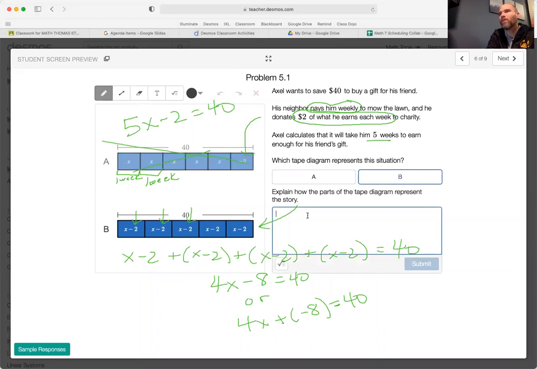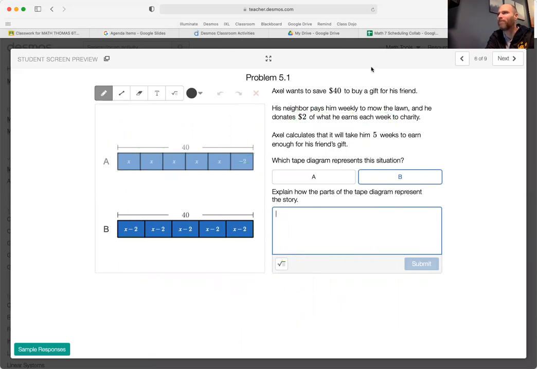As far as how does this match the parts of the story? I think I've already said that. So if you were listening and paying attention to the video, you should be able to fill out this explanation box without me having to really repeat it.